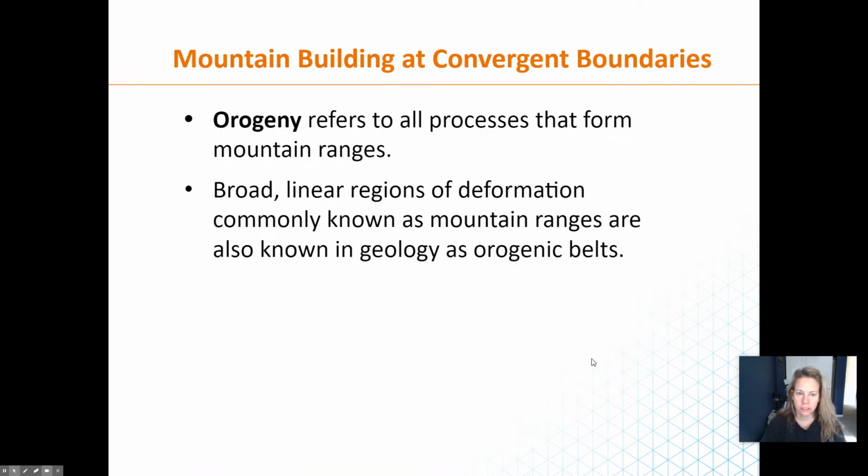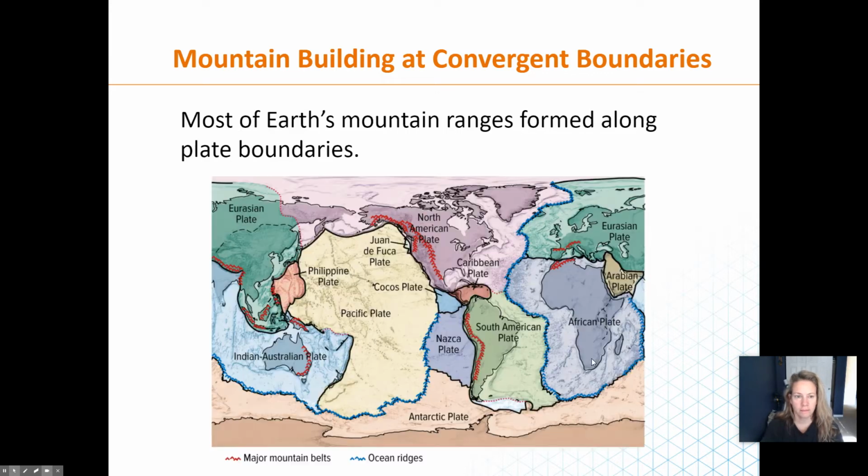All right, so orogeny is just any kind of mountain building. So that could be volcanoes, it could be mountain ranges. So generally, mountains aren't formed all by themselves, they're formed in ranges. So anytime that occurs, it's called orogeny.